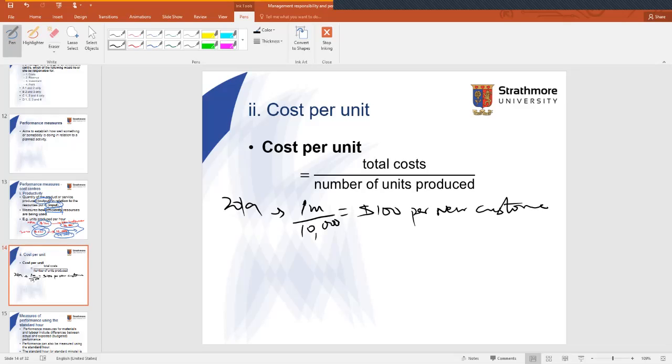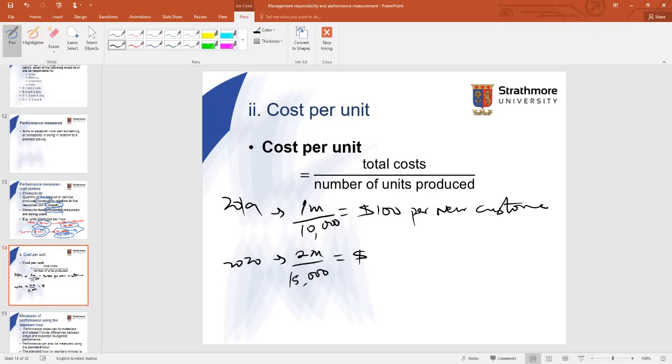This is the basis we can use, so we can do that comparison. We compare with 2020. The cost per unit, the cost per new customer, will be equal to 2 million divided by the 15,000 customers. And you get how much? If we spread the 2 million across the new customers, the cost the company has incurred in attracting new customers in the year 2020 is how much? 133.3 recurring. Okay, 133 is the amount the company is incurring when it comes to attracting every new customer.